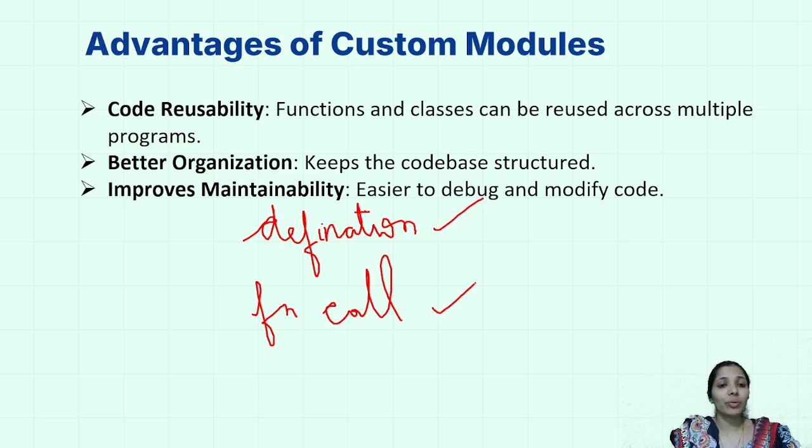And then it improves maintainability, that is, it is easy to debug and modify the code. It becomes easy for us to go through the errors, debug them, and clear them. Modifying the code after looking into the errors and clearing those errors becomes very easy. So this is one of the major advantages of creating custom modules in Python.